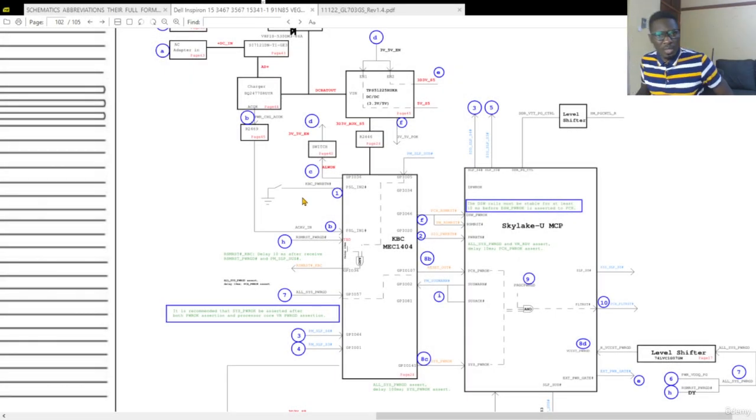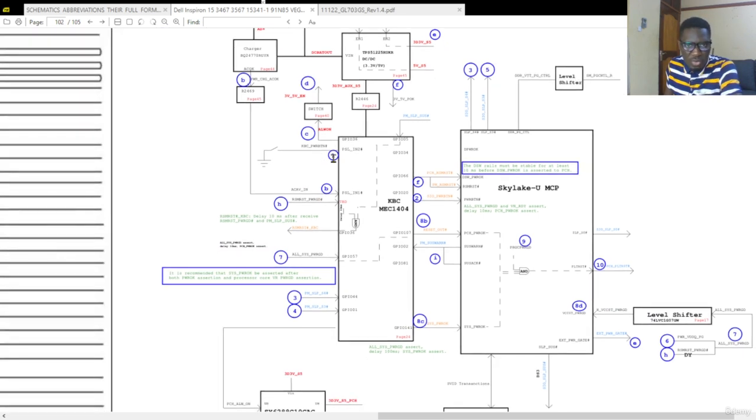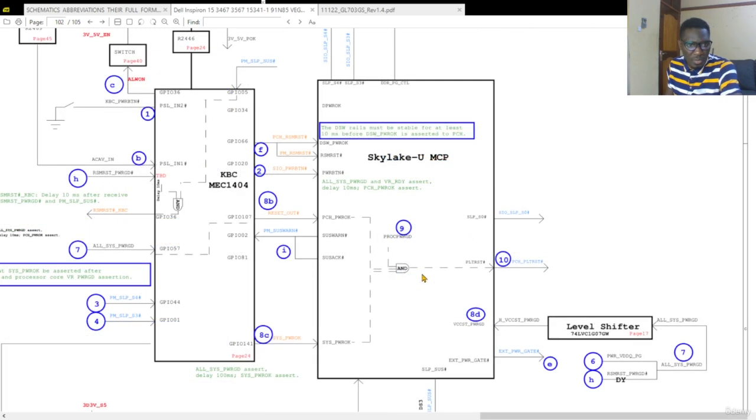So let's take a look at the power button. The power button now switches from letters to numbers. When you press the power button, which is number 1, we should look for number 2. Number 2 here says that when you press the power button, the EC gives out what we call ISO power button, which means the KBC tells the chipset that the power button has been pressed. So let's look for number 3.